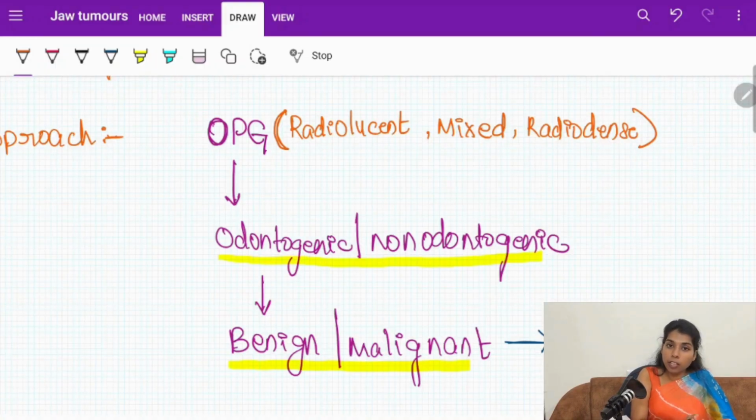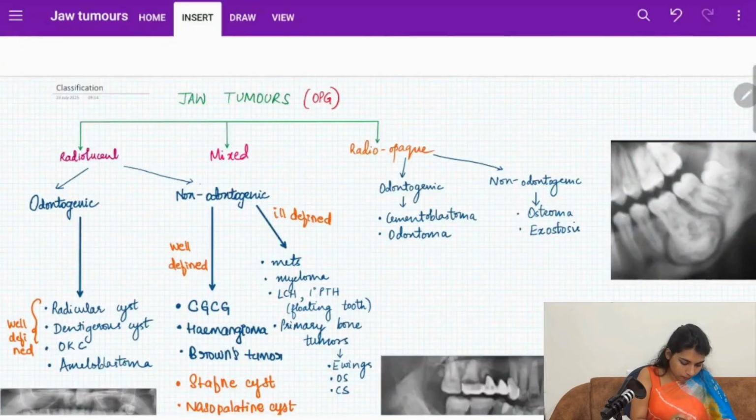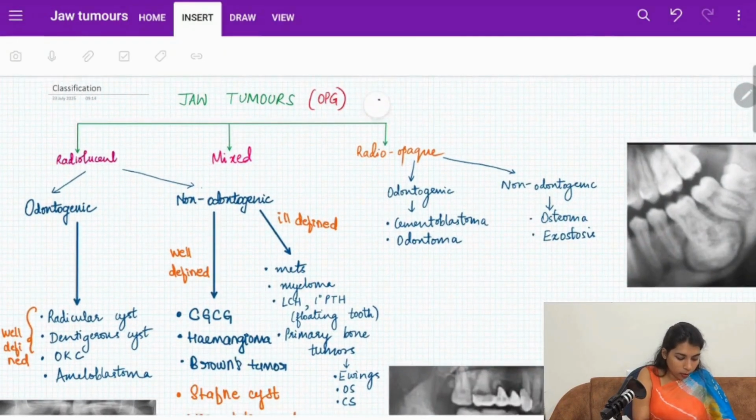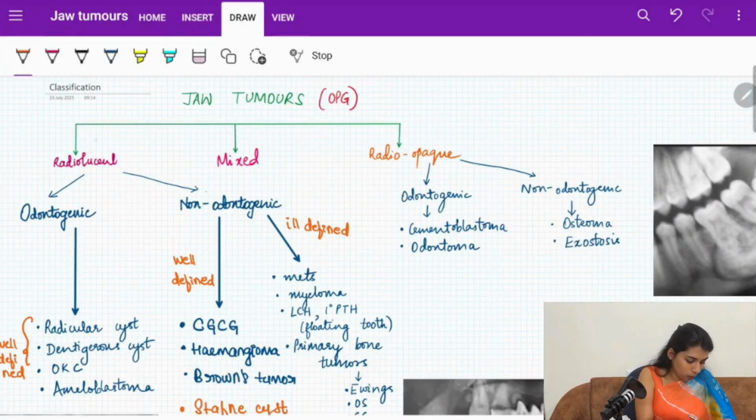After you do this much on an OPG, you confirm the findings on CECT. I've already explained just 2 minutes ago how to differentiate between benign versus malignant on a CT. Now we look at the classification of jaw tumors. I've already told you that jaw tumors are classified based on OPG into radiolucent, mixed and radio-opaque lesions.